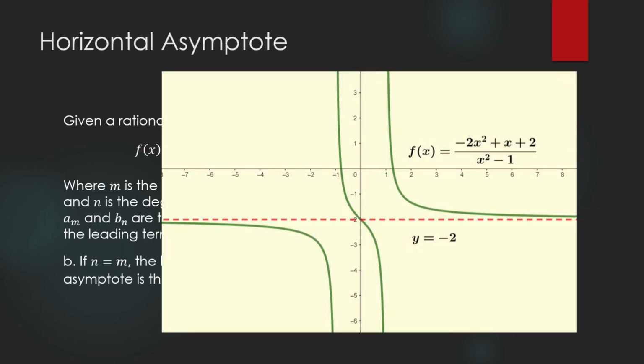So this is your horizontal asymptote. This is the graph of that function. As x approaches infinity, the value of your function approaches negative 2. And it's the same here. When x goes to negative infinity, the value of your function approaches negative 2.